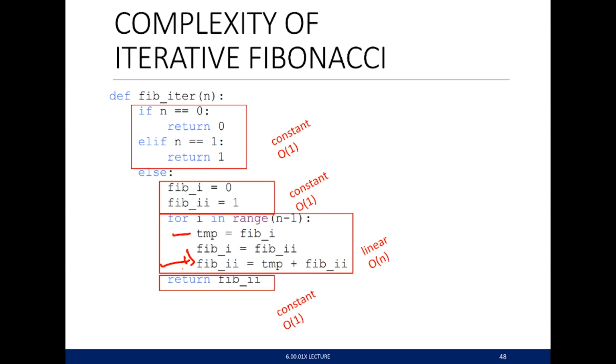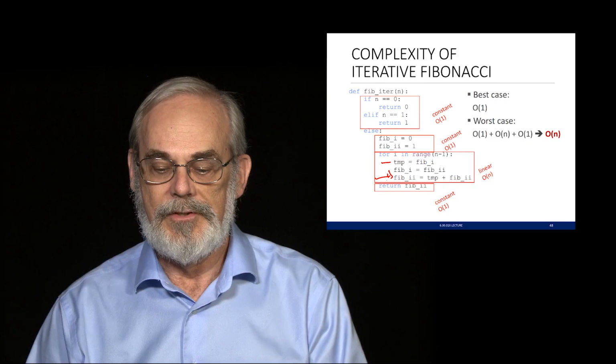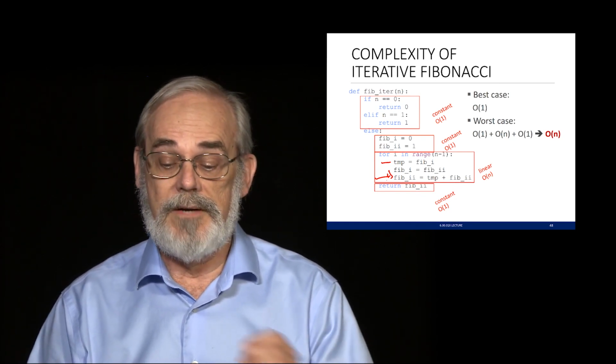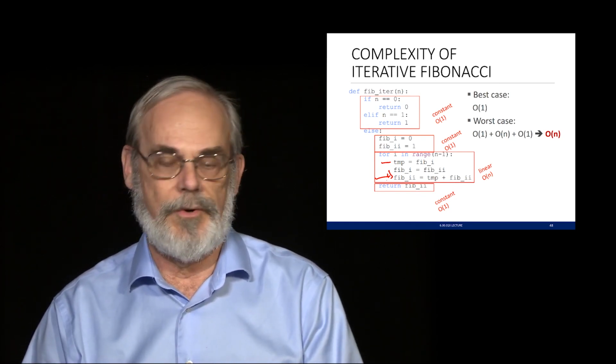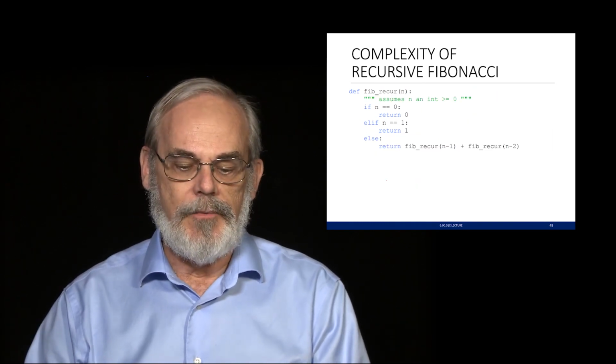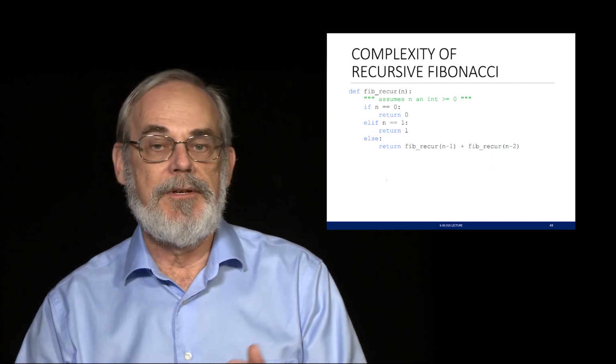So this is nice. This is a linear time algorithm to compute Fibonacci. Cool. Actually, the best case is order 1, but the worst case is order 1 plus order n plus order 1, which we know is order n. It's linear.